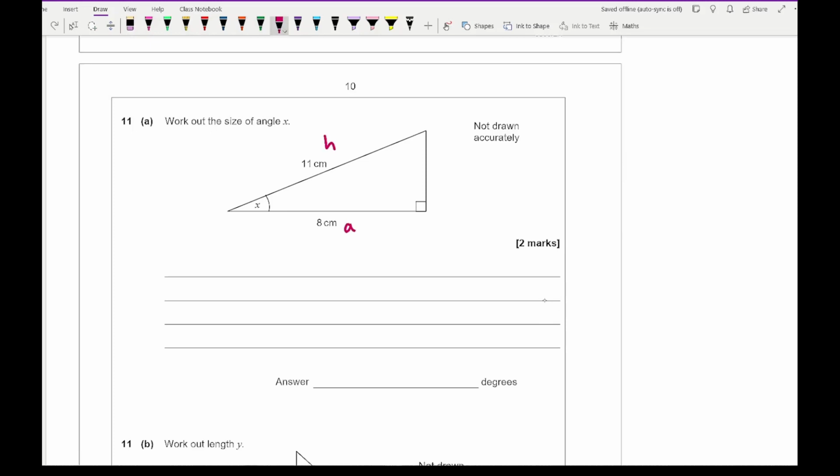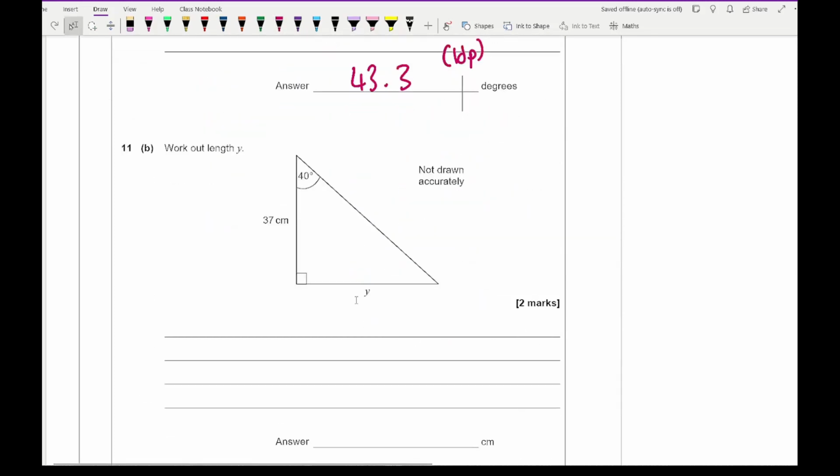So I've got A and H, so I'm going to use cos. So I've got cos x equals adjacent over hypotenuse, so it's going to be 8 over 11. So I've got inverse cos of 8 over 11 equals x, and that should give me an answer of around about 43.3 to 1 decimal place.